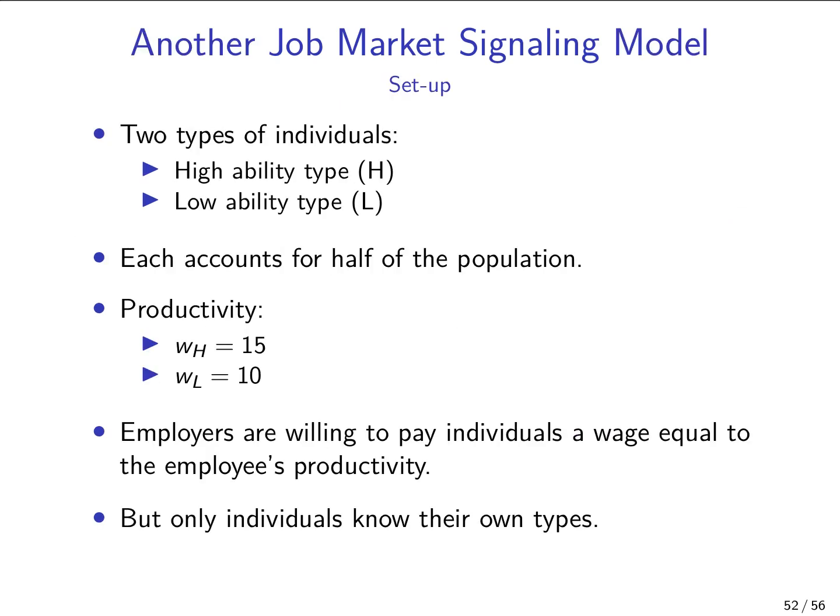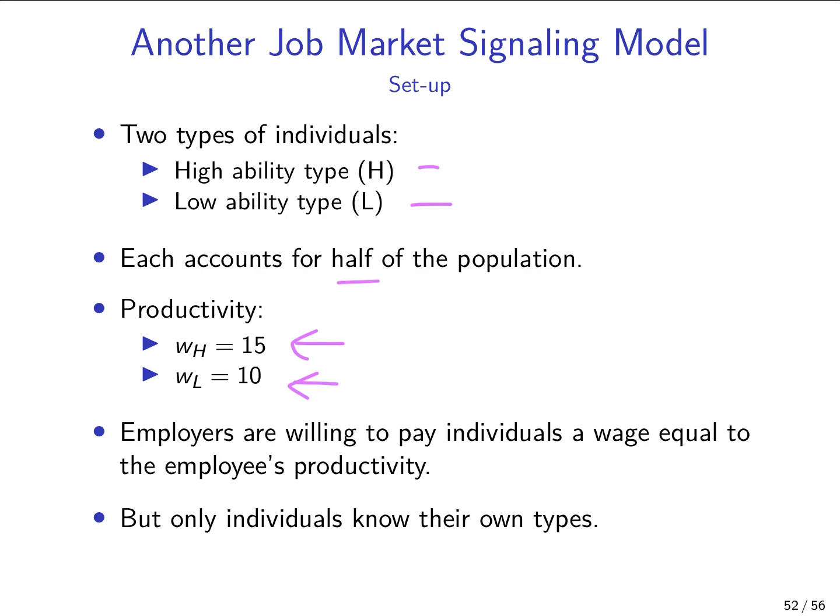We could formulate the job market signaling model differently, and for some of you, it might be a little bit more intuitive to think about how it connects to the economic phenomena. So let us briefly talk about it, and you could work it out as an exercise at home. Again, we have two types, high type and low type, in this model. Each accounts for half of the population. Productivity of the high type is 15, and productivity for the low type is 10.